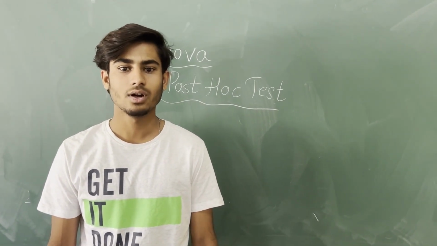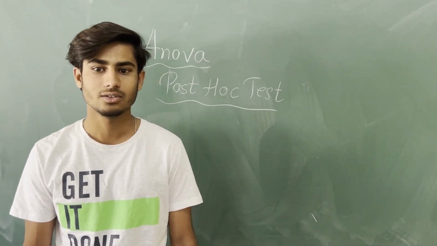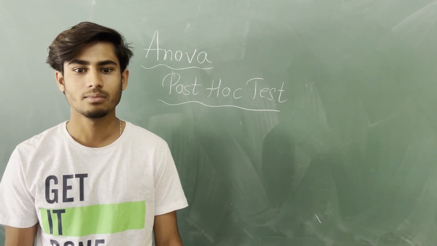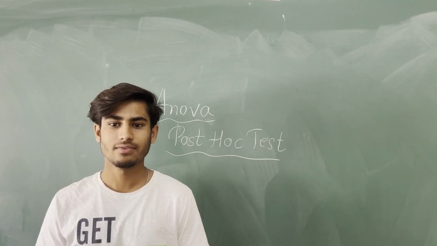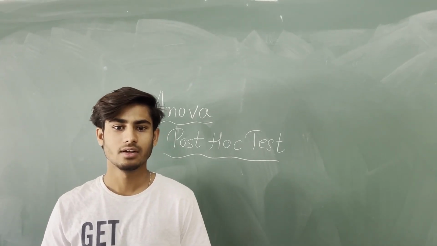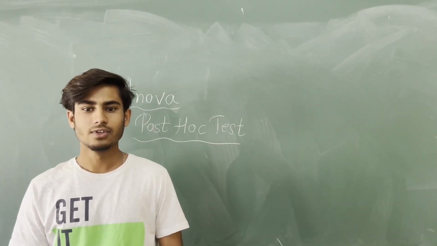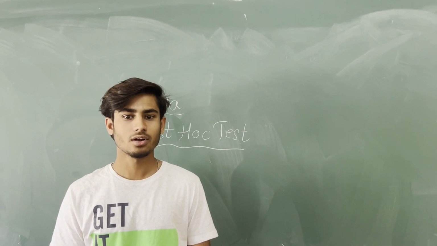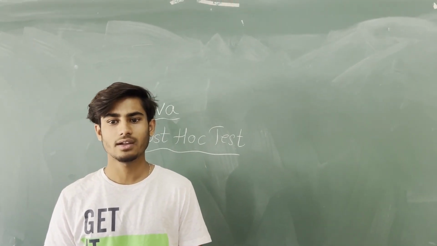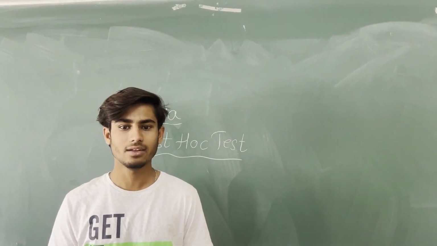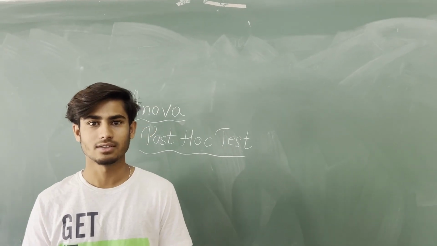However, while ANOVA can tell you that at least two groups were different from each other, it doesn't specify which groups are different. Post hoc tests are used after an ANOVA to determine exactly which groups differ from each other.